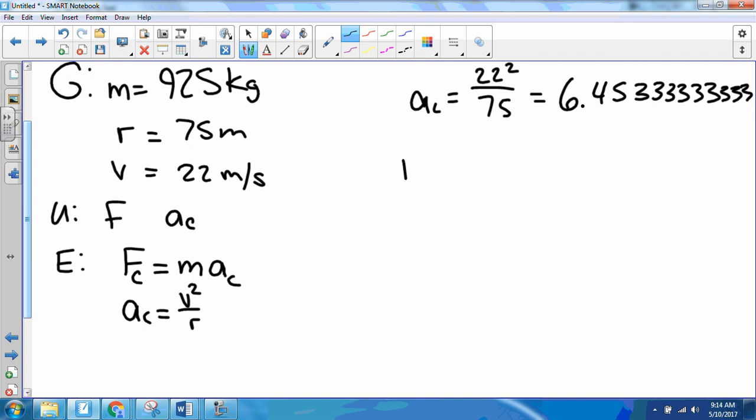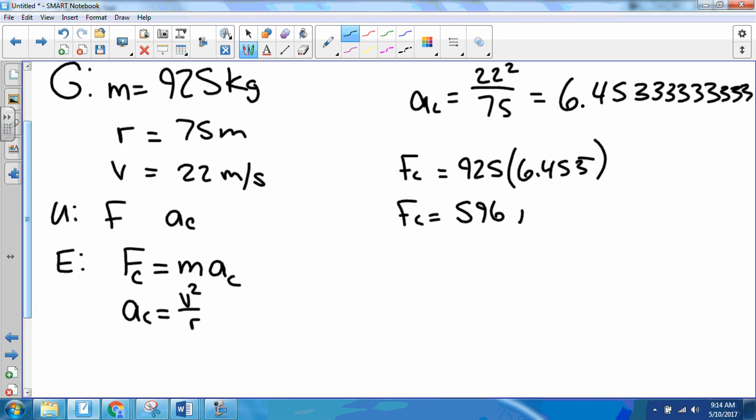So F_c, the centripetal force, is equal to the object's mass, which was 925 kilograms, times the acceleration, which was this 6.453 forever, which is inside your calculator already. So on my calculator, I just pressed 925 times, I hit the blue control button that's on the left side, and the negative button which says answer in blue. So 925 times answer gives me F_c is equal to 5969.4, lots and lots of 3s again.